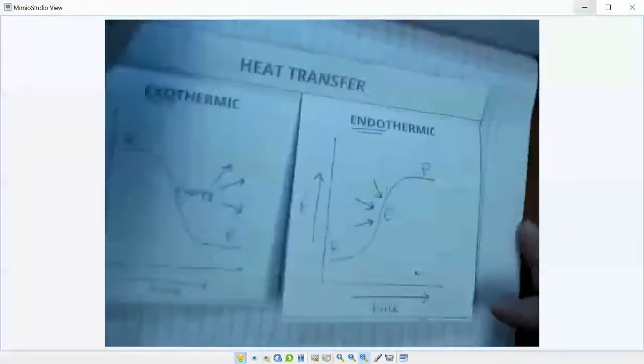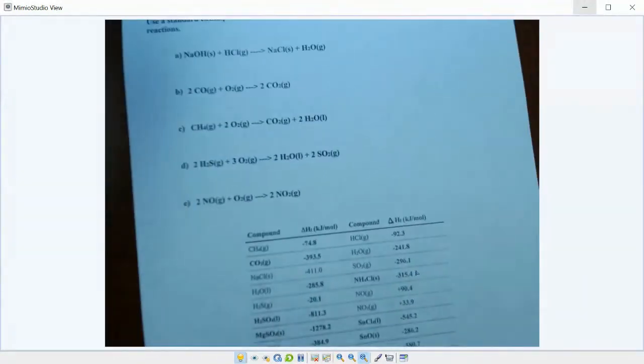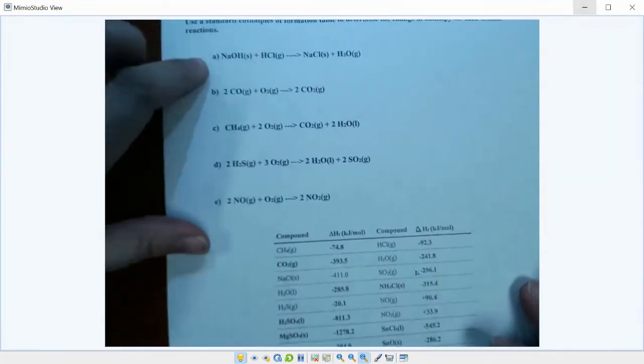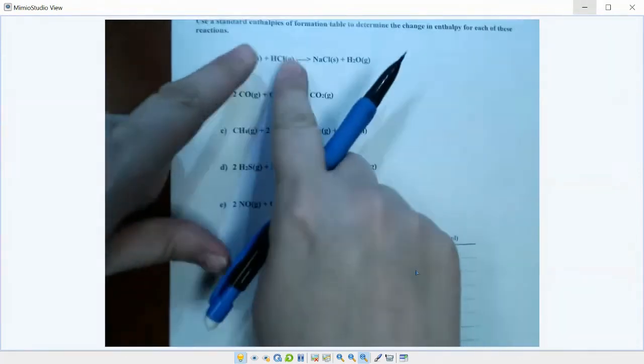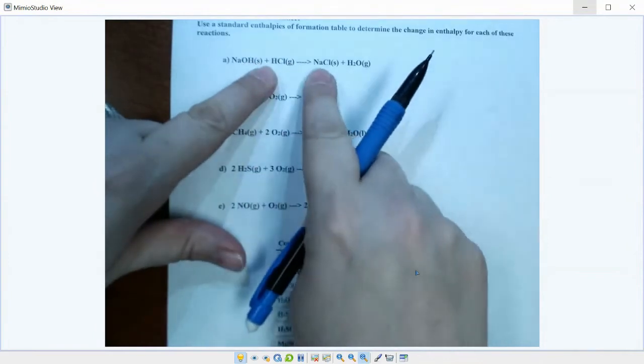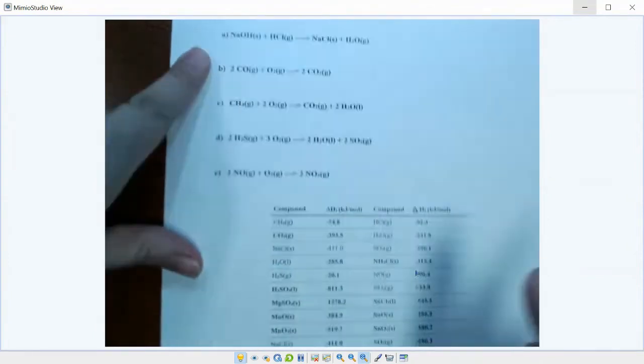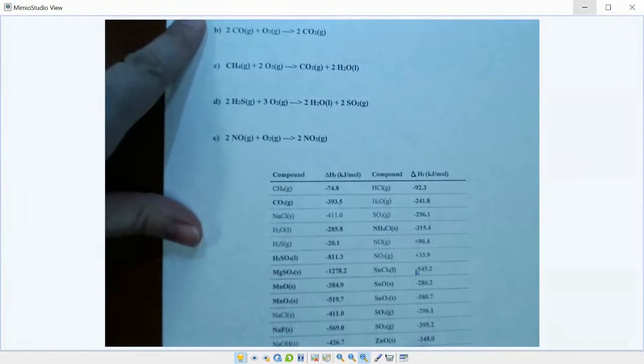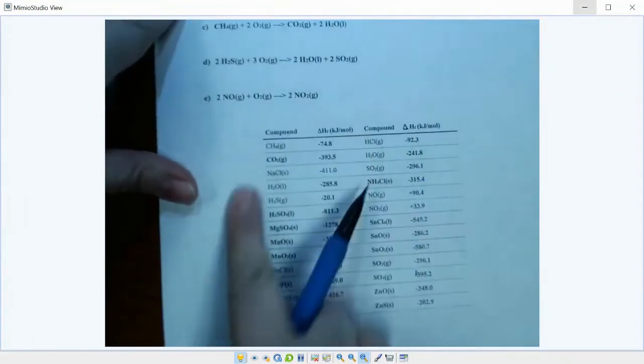Okay, so let's do one example on this page, and then you guys have the rest of the time to finish this up. So we've got NaOH in the solid state, HCl, NaCl, and H2O as a gas. And all of those things can be found down here in this table.